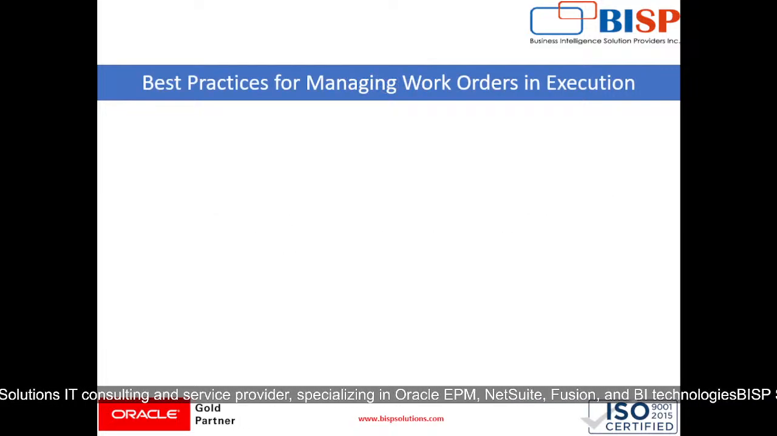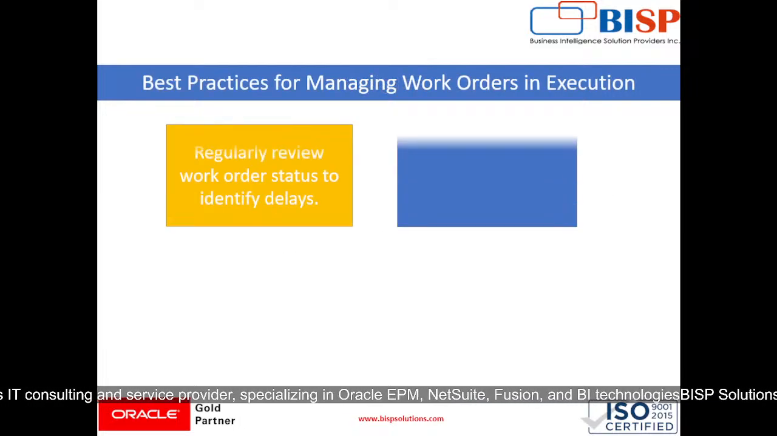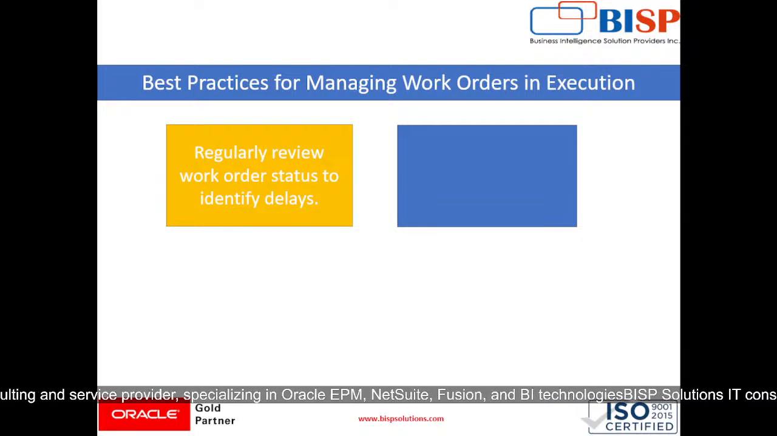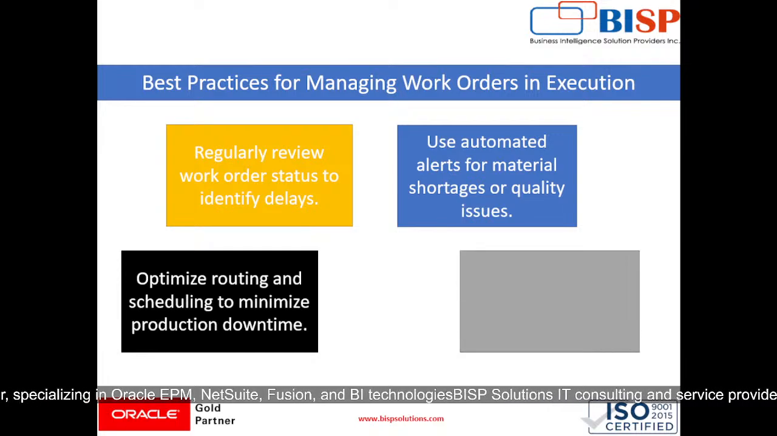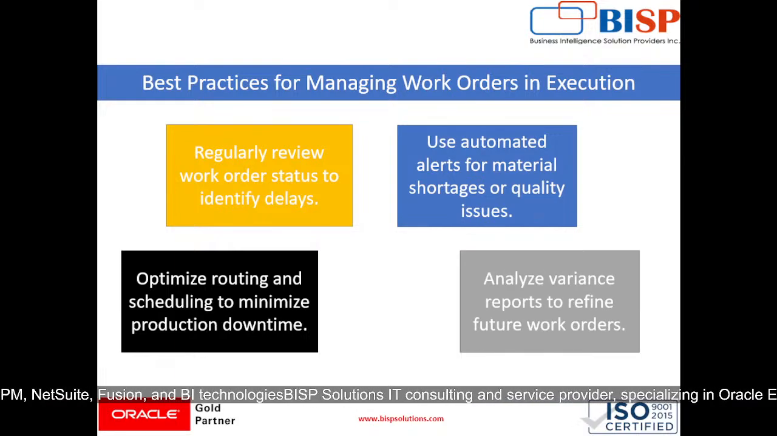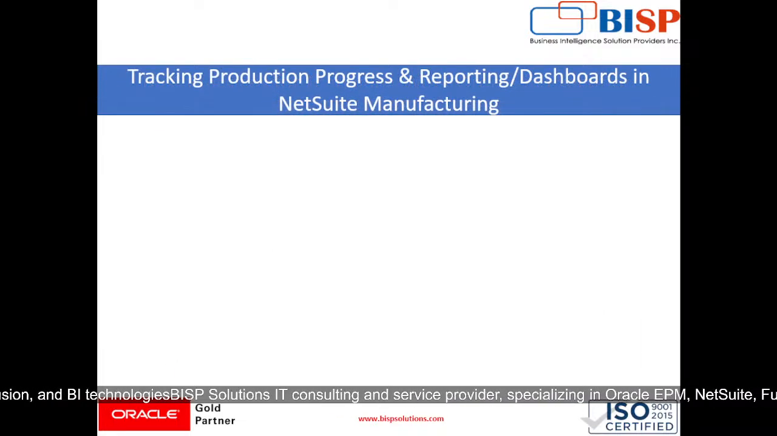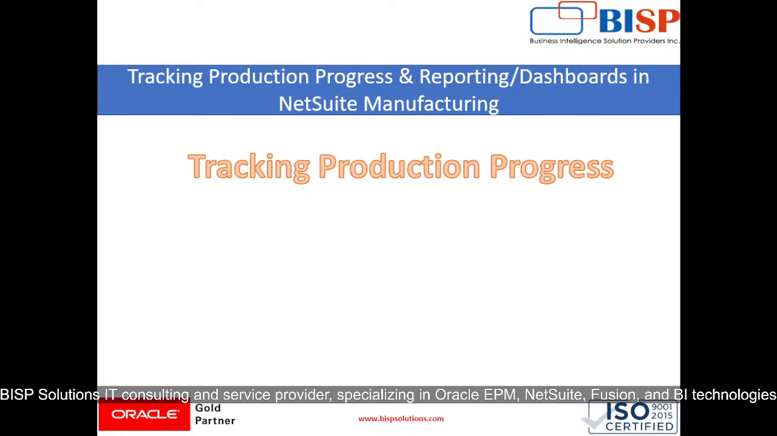Best practices for managing work orders and execution are to regularly review work order status to identify delays, use automated alerts for material shortages or quality issues, optimize routing and scheduling to minimize production downtime, and also analyze variance reports to refine future work orders. So, tracking production progress and reporting on dashboards in NetSuite Manufacturing.